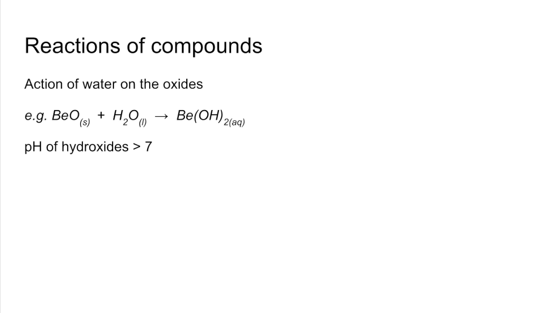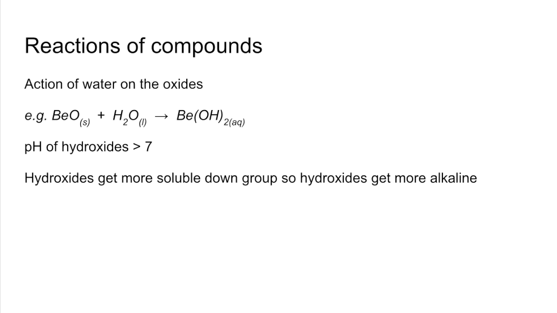The pH of these hydroxides is greater than 7 because they are alkaline. And as you go down group 2, the hydroxides get more soluble, and so the hydroxides will become more alkaline because you're going to have a higher concentration of hydroxide ions.